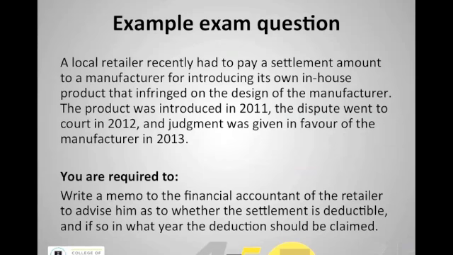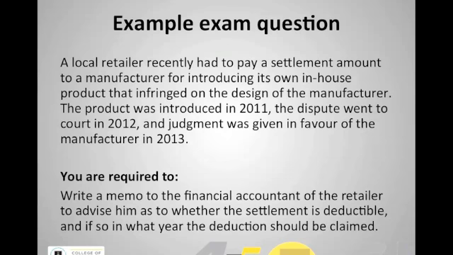So here's our question. A local retailer recently had to pay a settlement amount to a manufacturer for introducing its own in-house product that infringed on the design of the manufacturer. The product was introduced in 2011. The dispute went to court in 2012, and judgment was given in favor of the manufacturer in 2013. You are required to write a memo to the financial accountant of the retailer to advise him as to whether the settlement is deductible, and if so, in what year the deduction should be claimed.